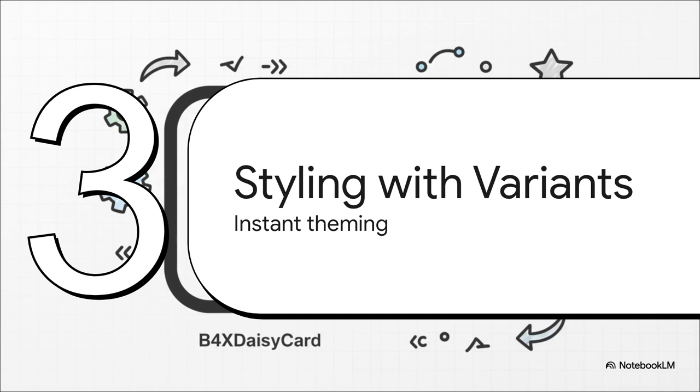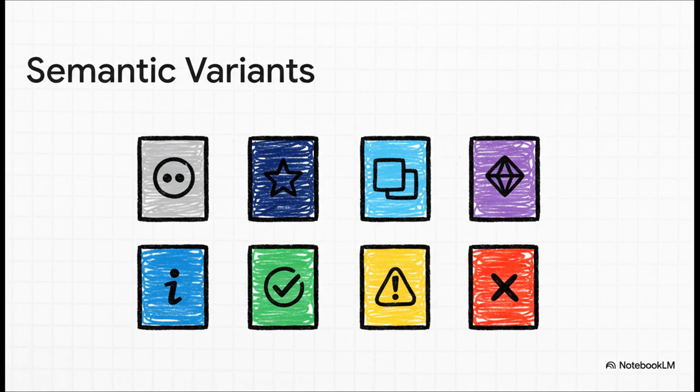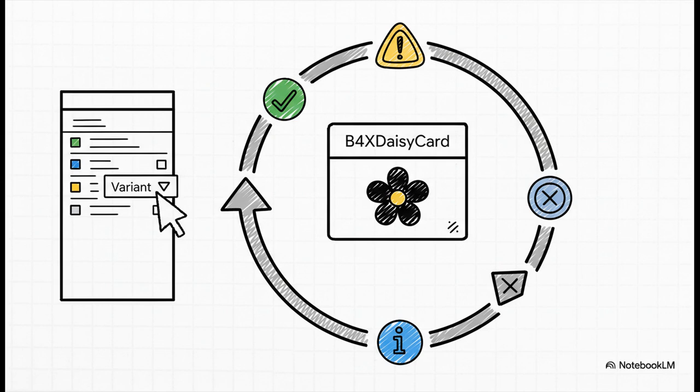Okay, so we've nailed down the structure. What about the look and feel? The colors? Well, this is another really smart part of the B4XDaisyCard. It uses something called semantic variants to make theming super fast and, more importantly, consistent. So instead of fiddling with hex codes for your background and your text, you just use simple keywords. Words like primary, success, or error automatically pull in a consistent color scheme from your theme. That means you can tell what the card is for just by looking at it. Success is green, error is red. It just makes sense. So let's see it in action.